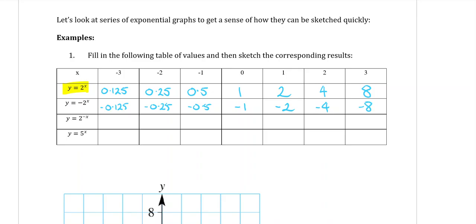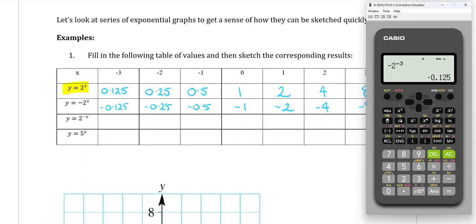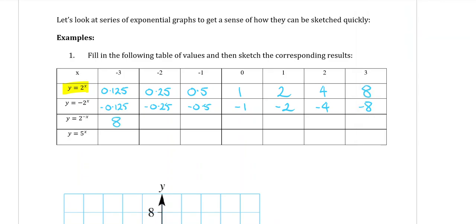Okay, the next one. What happens when I put the minus in the power? Let's try and see if we can figure out a pattern here. If we do 2 to the power of minus x, and -3 is the number that we want to put in. Now, technically, those two minuses will make a plus, which means that 2 to the power of 3 is 8. So what's happening, if we compare it to the first line up here, by putting the minus in there, I am reversing the chart.